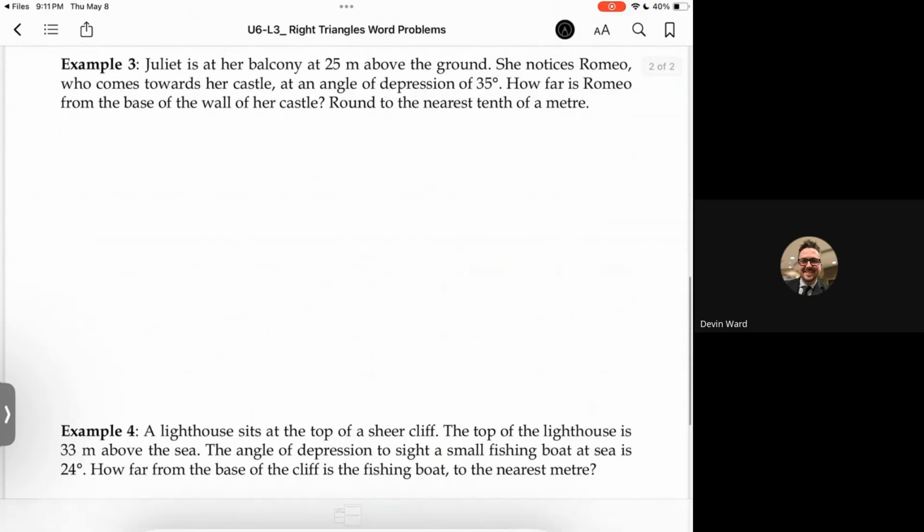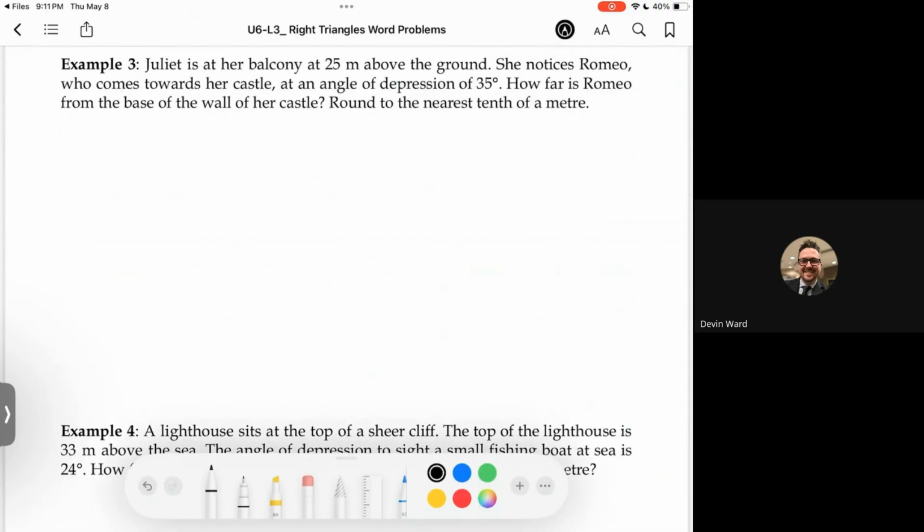depression. So Juliet is at her balcony 25 meters above the ground. She notices Romeo, who comes towards her castle at an angle of depression. So notice I'm going downwards here of 35 degrees. How far is Romeo from the base of the wall of her castle? And I'm going to round my answer to the nearest tenth of a meter.